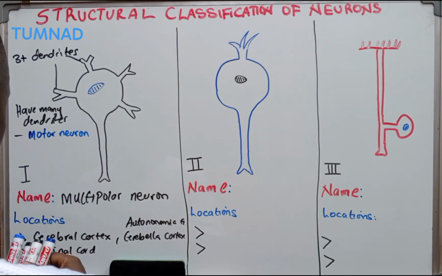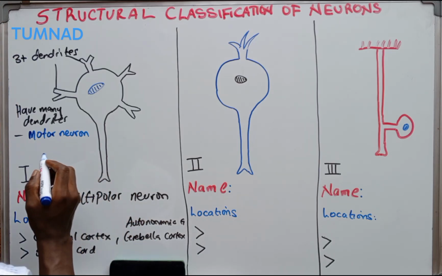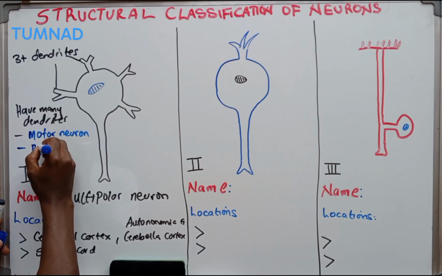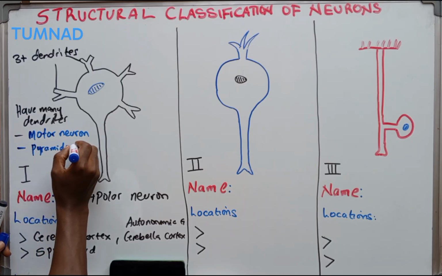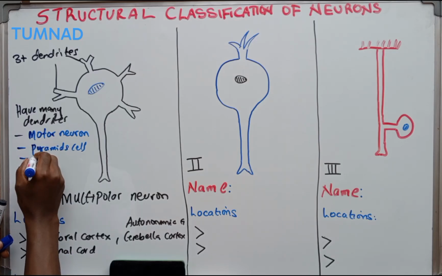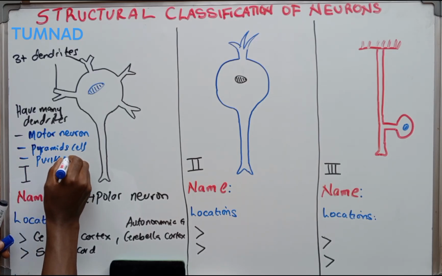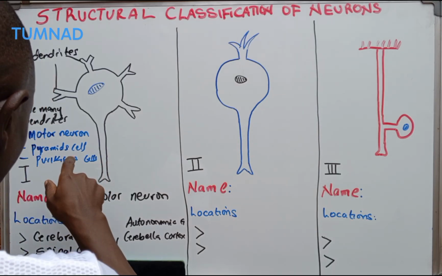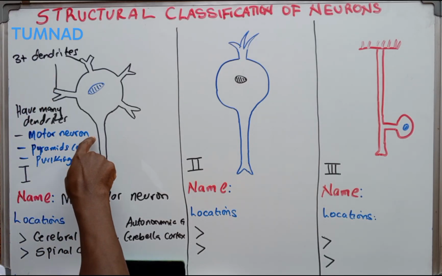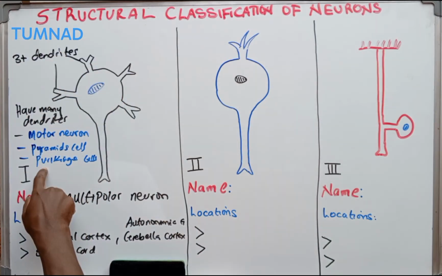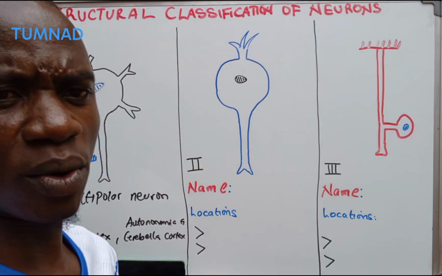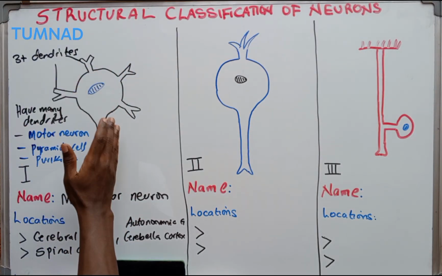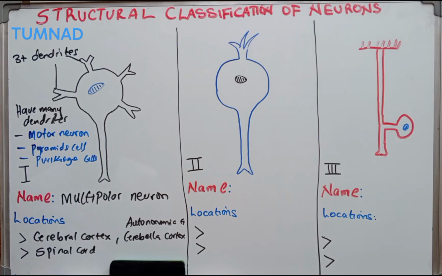Other classic examples of these neurons are the pyramidal cells, and of course we also have the Purkinje cells. The pyramidal cells are also in the cerebral cortex, while the Purkinje cells reside in the cerebellum. So that is the little information you need to know about the multipolar neuron.